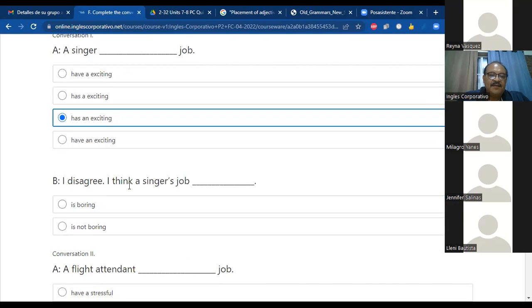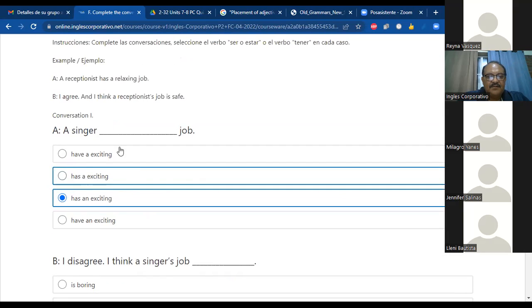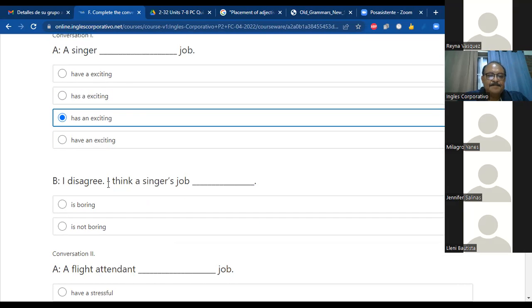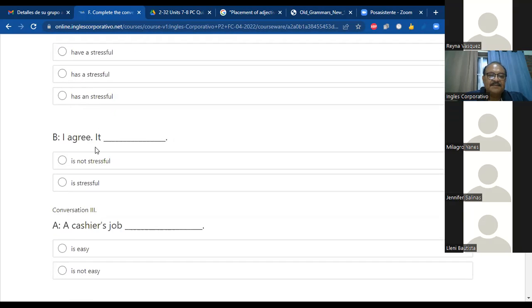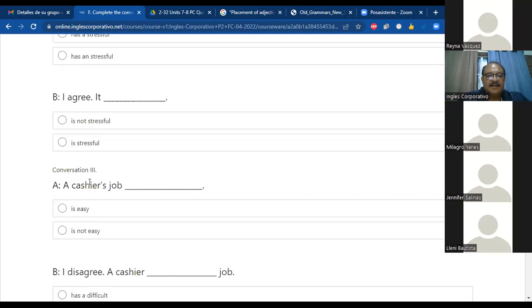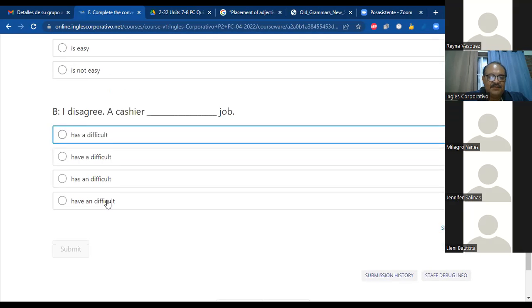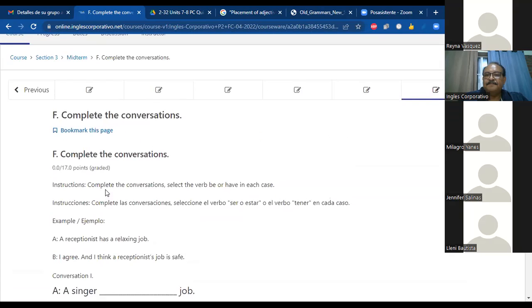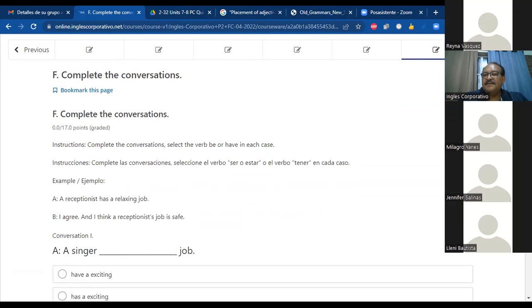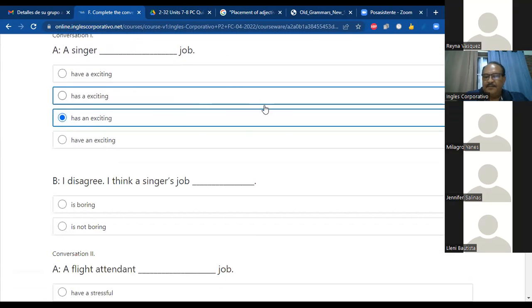And then I disagree. I think a singer's job is boring or is not boring. O sea, no está de acuerdo con esto. Ahí dice que es emocionante y aquí le dice que no está de acuerdo. And then the same thing with the flight attendant. Y el otro está de acuerdo. A cashier's, remember cashier's job es la cajera de un negocio, right? And then the cashier too. Okay, what else? And that's it. Y eso es todo. ¿Qué sigue next? Okay, people.